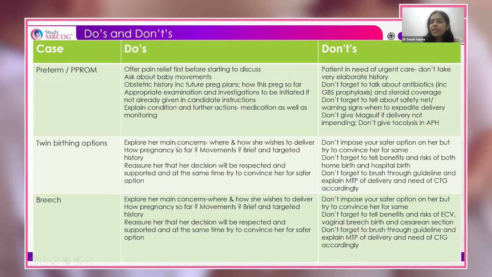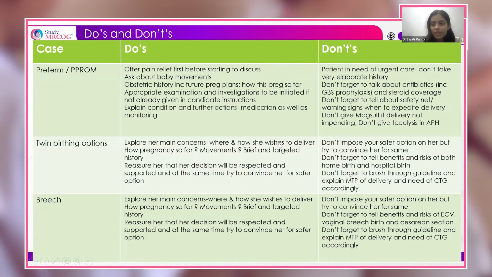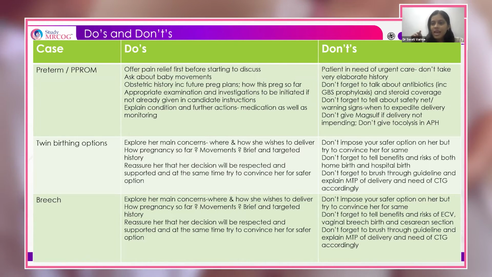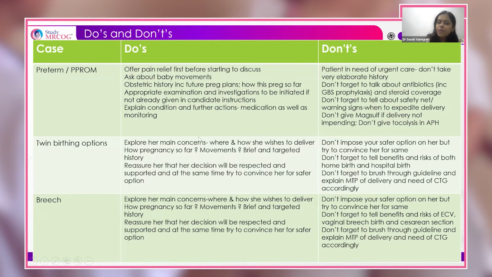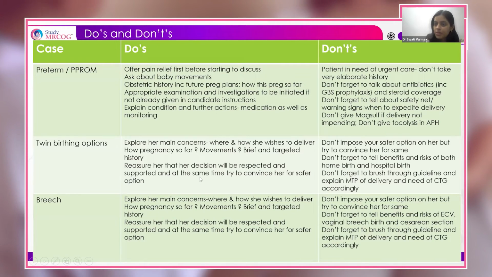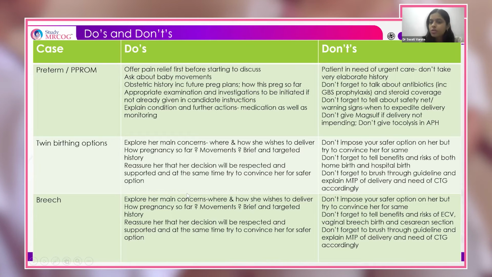You have to start by exploring her main concerns. Always throw an open question: may I know what are your delivery wishes? Where and how she wishes to deliver. Just listen to her first, so that you can accurately go on to address her wishes. Then take a brief and targeted history, how the pregnancy is, how the baby's movements are. At all times, reassure her that her decision will be respected and supported, so that she stays calm, and at the same time, slowly try to convince her for the safer option.